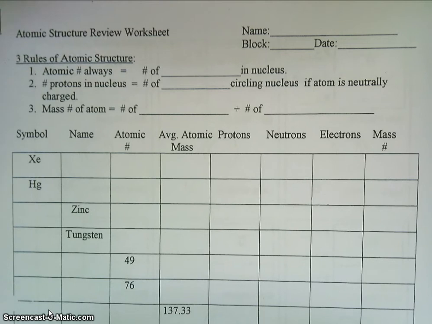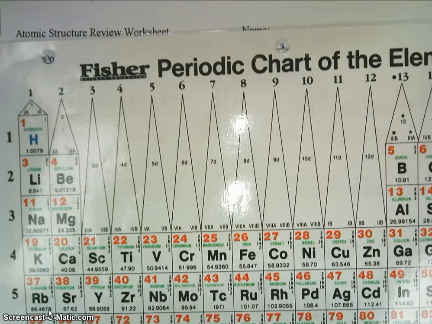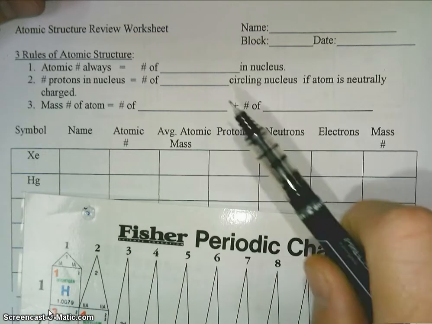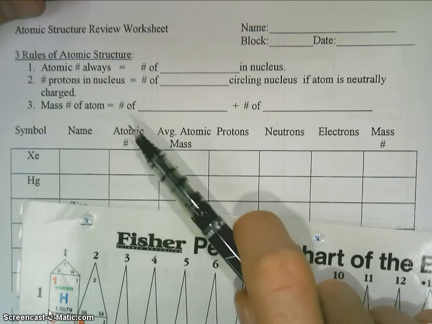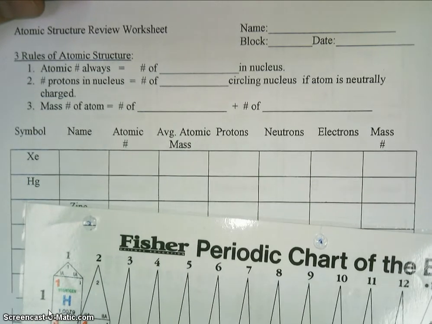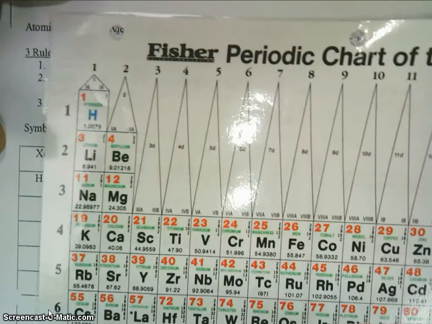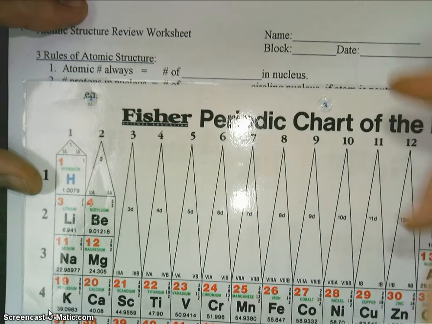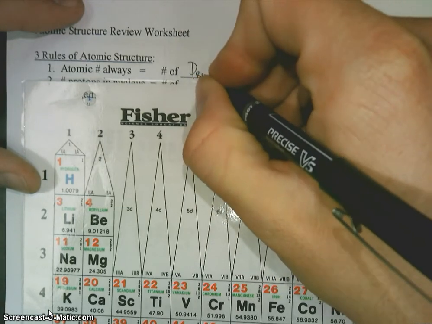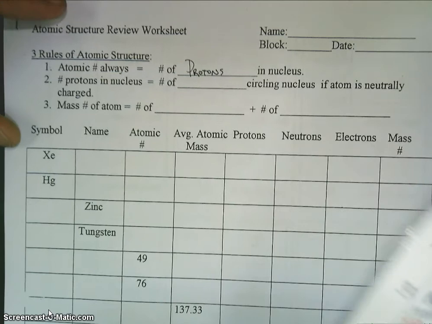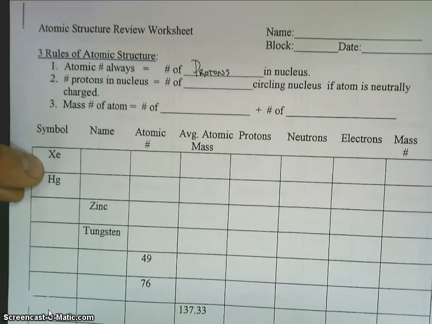Very simply put, first off, we're going to need a periodic table. From that periodic table, we're going to be drawing information to figure out how many protons there are, how many neutrons there might be, and how many electrons there are. So first things first, atomic number is always equal to the number of protons in the nucleus.